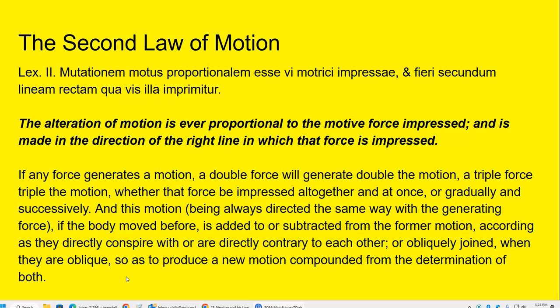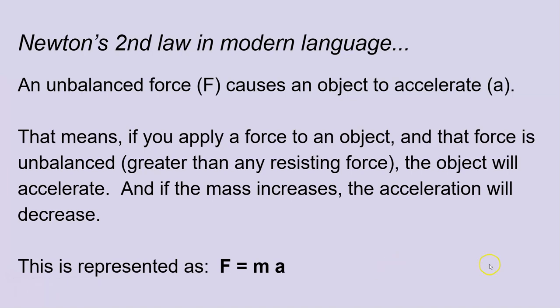This is written over 300 years ago, and that's the first translation of it. It does not translate that well into contemporary language. But let me just read a little bit more of what Newton said. If any force generates a motion, a double force will generate double the motion, a triple force triple the motion. So what he's basically saying is that force causes motion, but he says a little bit more than that. He actually says that an unbalanced force causes an object to accelerate.